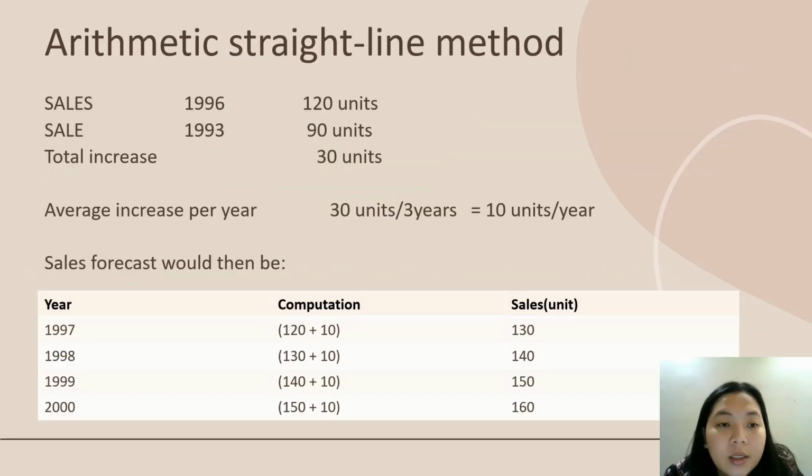So check this. So we have arithmetic straight line method that you can see there that sales from 1993 it's just 90 units, but after 3 years on 1996, nakasold ta og 120 units. So meaning, ang total increase after 3 years, it's 30 units. So average increase per year, we can see that 30 units over 3 years is equal to 10 units per year. So meaning, nag-increase siya per year pag 10 units.